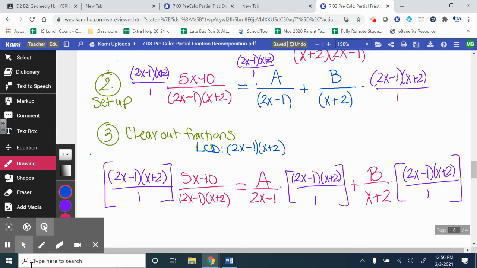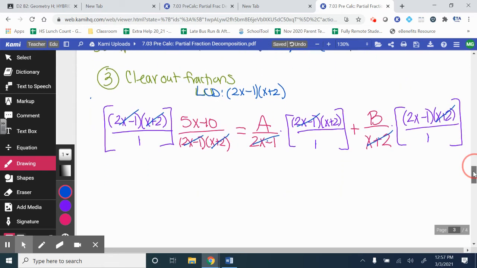Okay, so now we're going to cross reduce. I've got a 2x minus 1 in the denominator and in the numerator, and an x plus 2. So everything canceled out here. Here, 2x minus 1 cancels with 2x minus 1, and x plus 2 with x plus 2. Quick check: every denominator is either a 1 or canceled out, so we cleared out all of our fractions.